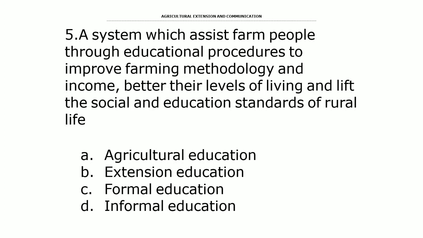Number five. A system which assists farm people through educational procedures to improve farming methodology and income, better their levels of living and lift the social and education standards of rural life. A. Agricultural education. B. Extension education. C. Formal education. Or D. Informal education. The answer is agricultural education.